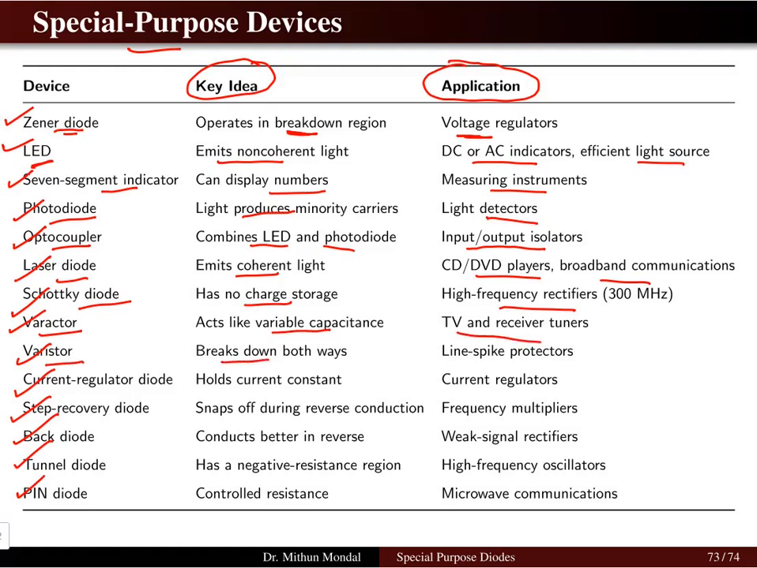Varistors will break down both ways, so we use them as spike protectors. Current regulator diodes hold constant current, so they are used as current regulators. Step recovery diodes snap off during reverse conditions, so we use them as frequency multipliers. The back diode will conduct better in the reverse direction, so weak signal rectification is possible. The tunnel diode has a negative resistance region, so we use it in high frequency oscillators. And the PIN diode has controlled resistance, so we use these diodes in RF and microwave communications.